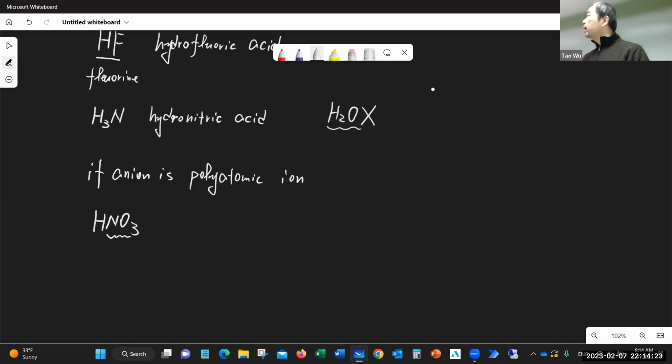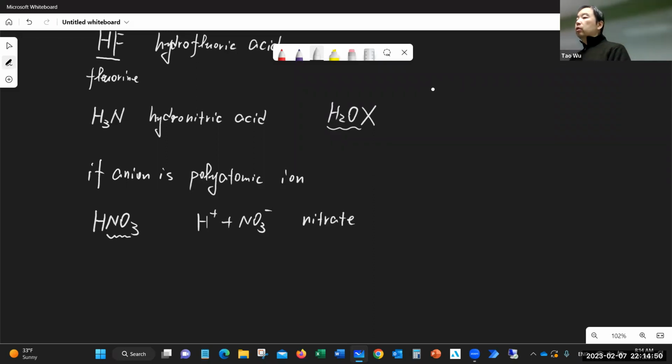It should have a minus. So what is the name for the NO3? It's a polyatomic ion. This is called a nitrate. So you can see this is a hydrogen ion plus a nitrate ion over here. So how do we name this?